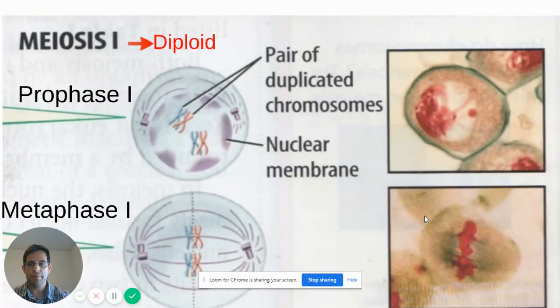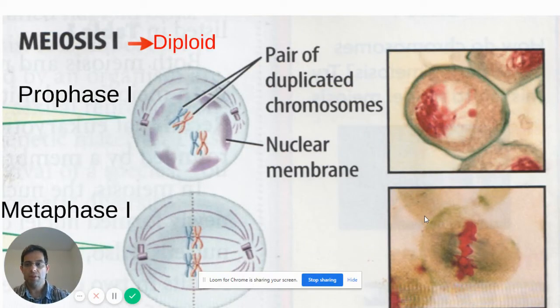All right, so let's go for meiosis one. What happens during meiosis one? Remember, during the meiosis process, we also have the same phases that happen in mitosis. PMAT, PMAT: prophase, metaphase, anaphase, telophase.